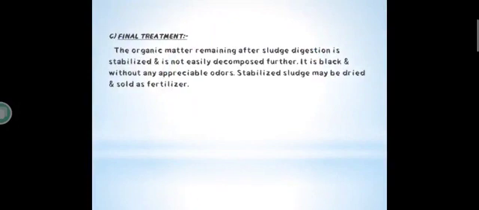Next is final treatment. The organic matter remaining after sludge digestion is stabilized, and it is not easily decomposed further. It is black and without any appreciable odors. Stabilized sludge may be dried and sold as fertilizer.